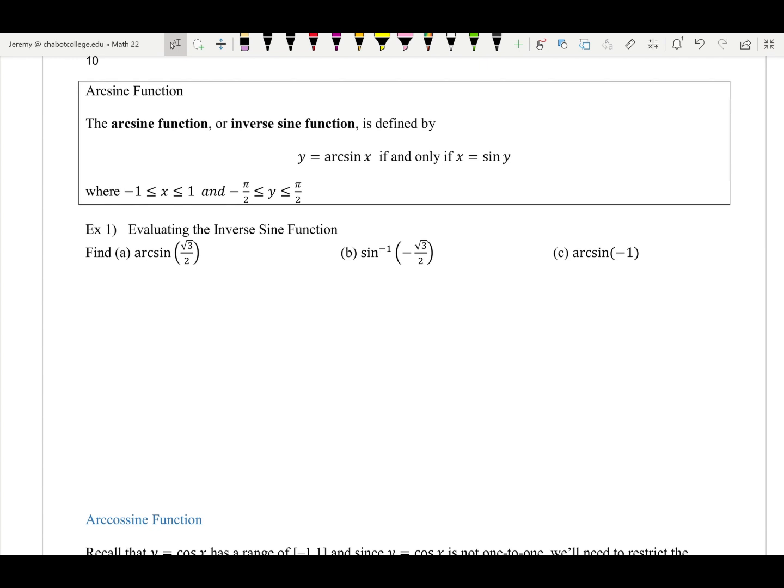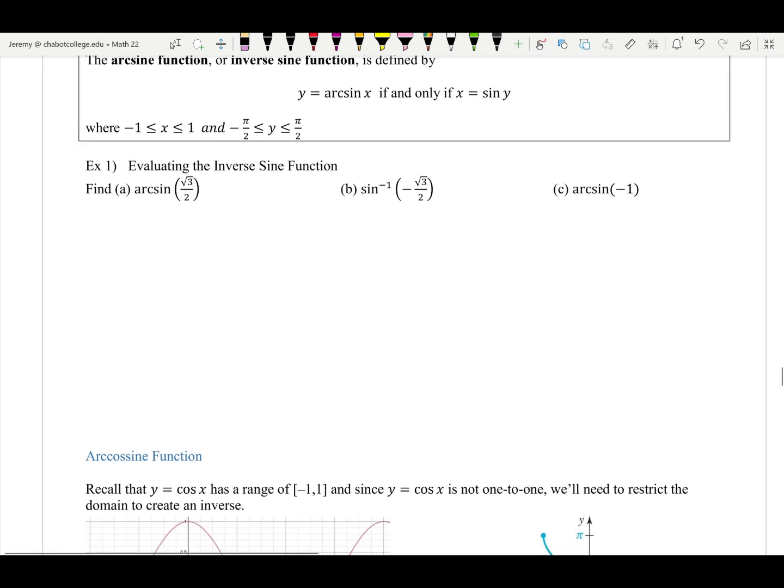So let's deal with example 1. We want to find the inverse sine function evaluated at root 3 over 2, negative root 3 over 2, and -1. We're going to develop a little strategy for doing this. The first thing to note is, remember, when we're dealing with a sine function, or any trig function for that matter, the input is going to be an angle, right? And we'll either get it in terms of degrees or in terms of radians. Now, for inverse trig functions, the output is going to be an angle.